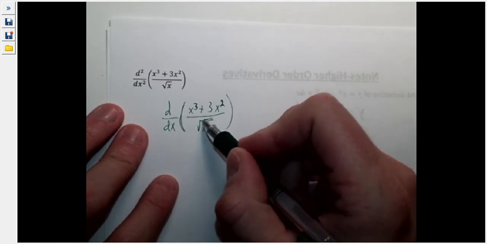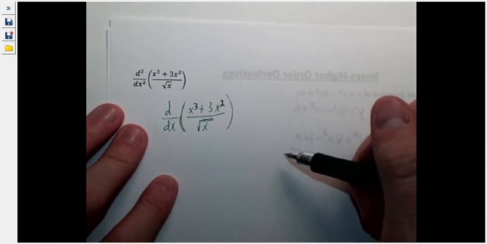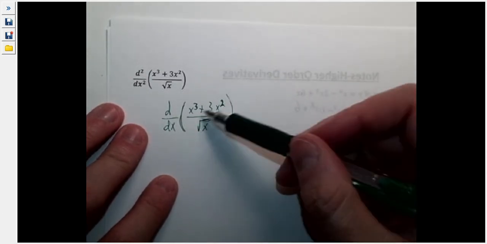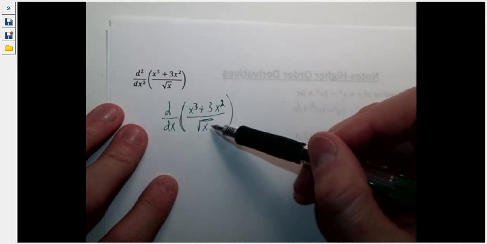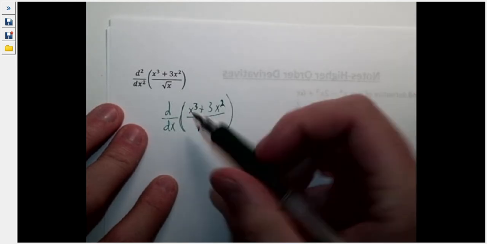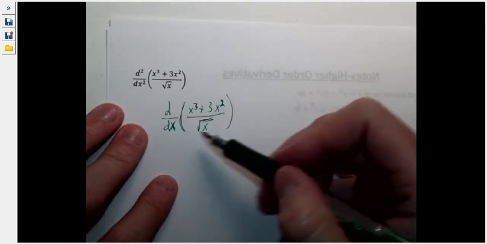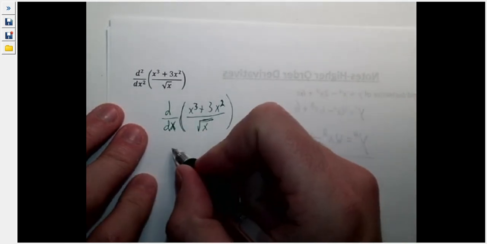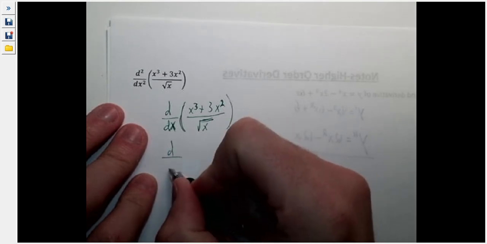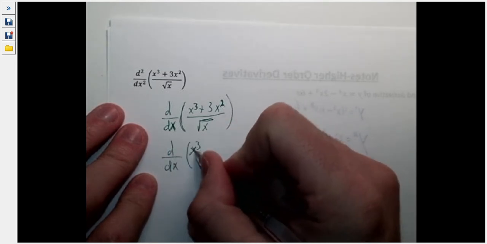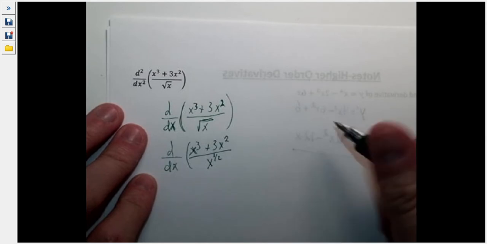You could straight up do quotient rule, okay? And you could do, this is the high, that is the low function, you could do quotient rule. But I'm going to use some algebra to simplify again. So I am going to, again, use my rules and I'm going to rewrite. So I'm going to get x cubed plus 3x squared over x to the 1/2 power. So I changed my square root to the 1/2 power.